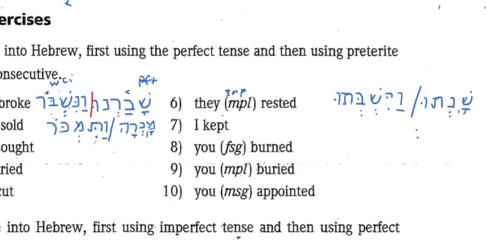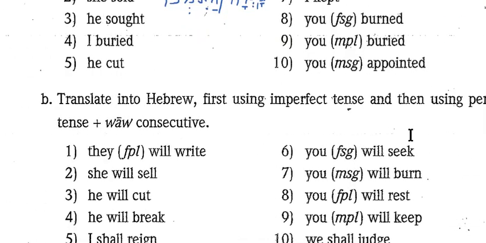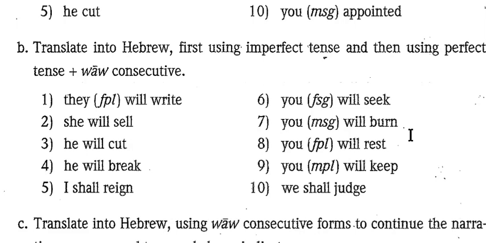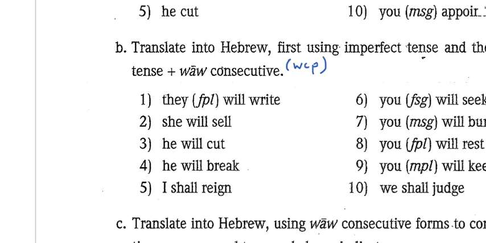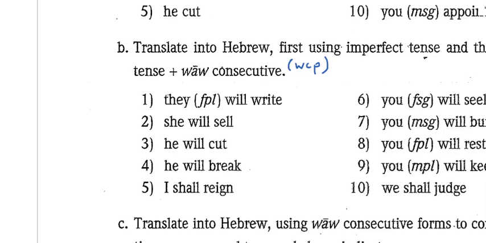Okay? All right. Now let's look at the next section. What you're to do is to translate these future tense verbs using the imperfect first, and then using the perfect plus vav consecutive, or the WCP. Okay? So let's do number 1 real quickly here. So, they will write. How would I do that in the imperfect? What's the verb for write? Kathav. Kaf, tav, bet, right? Here it's a feminine plural they, 3FP. So which prefix and suffix in the imperfect do I use for that? It's going to be tav and nun, right?